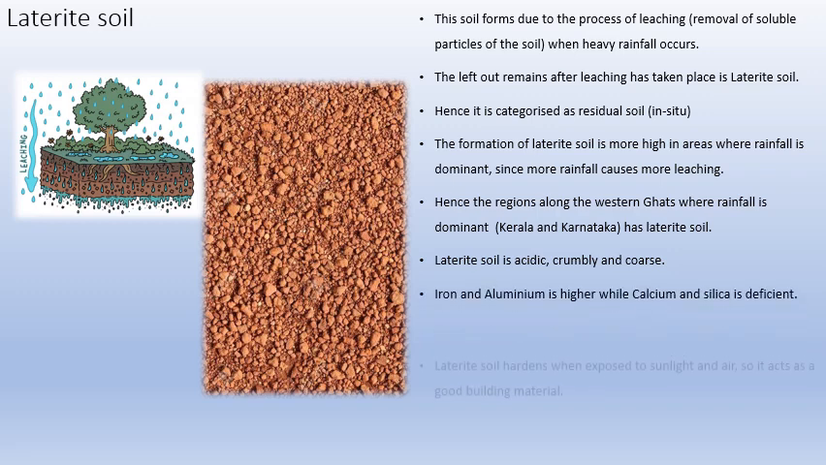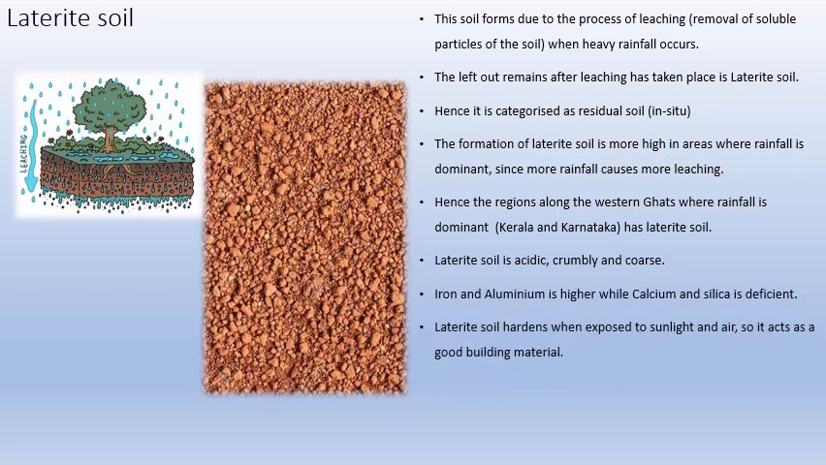Laterite soil also is acidic in nature, crumbly, coarse. Iron and aluminium are very high while calcium and silica are less. Another very important feature is that laterite soil, if it is left out on the land, hardens as a rock, and that can be cut out into cubes and made into the shape of bricks. And this laterite soil will act as a brick by itself, because when the soil is exposed to sunlight, the soluble material is already removed.